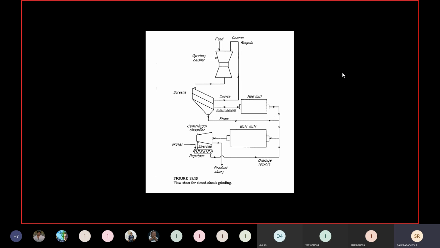So in case of a closed circuit grinding, we have a hierarchy of size reduction equipments which are operating in a serial fashion. So the first one is the gyratory crusher or the primary crusher. The feed enters from here, and after entering, what will happen? We have taken all precautions that foreign particles will not enter the system, and the feed will be of appropriate size.